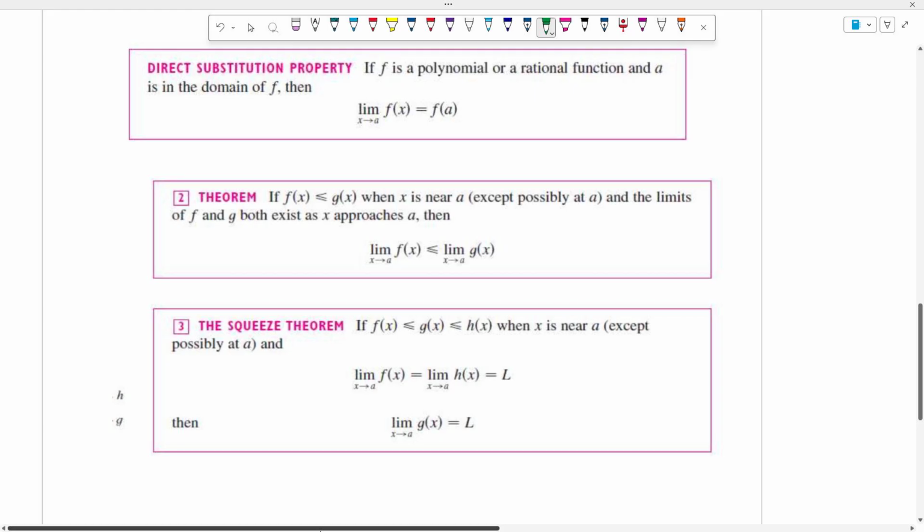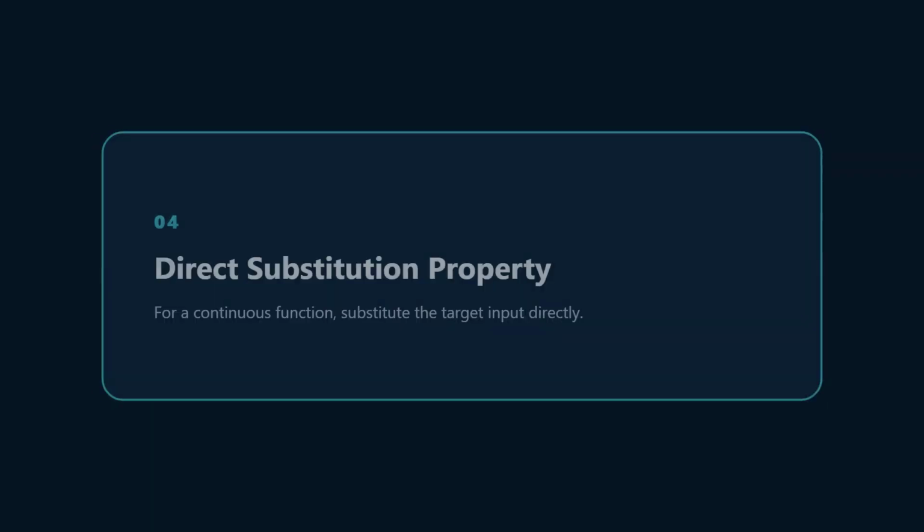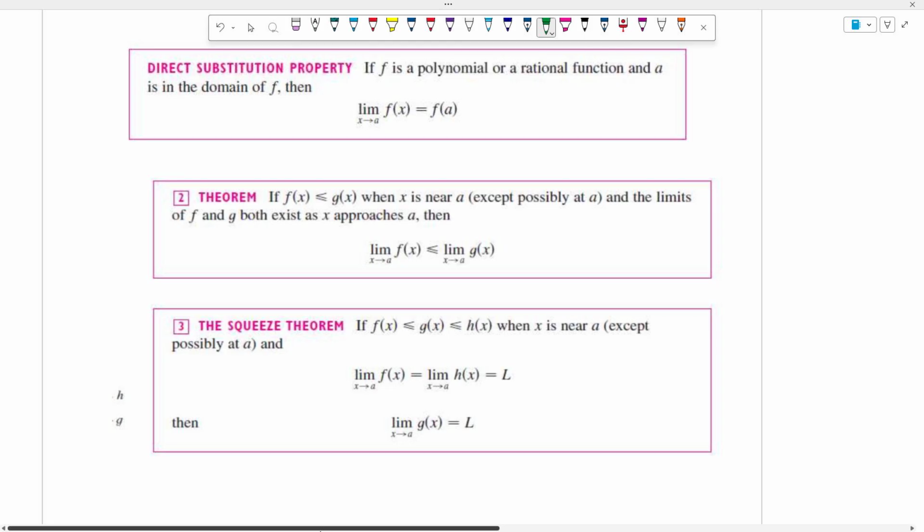Let's turn to the backside. It says if f is a polynomial or rational function, and a is in the domain, all you have to do is directly substitute in that number into the function. We talked a little bit about this last Wednesday. Why can we do that? This is continuous everywhere. This is continuous on all members of its domain, everything except what makes the denominator 0.